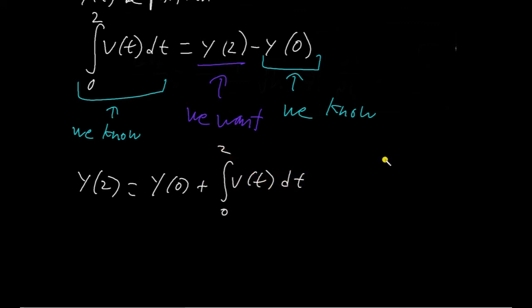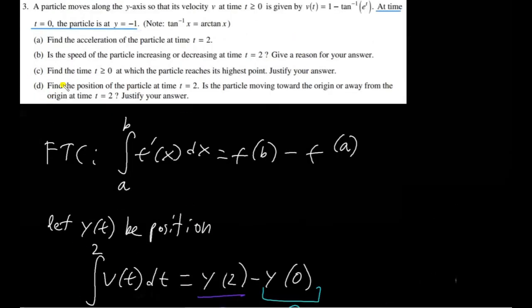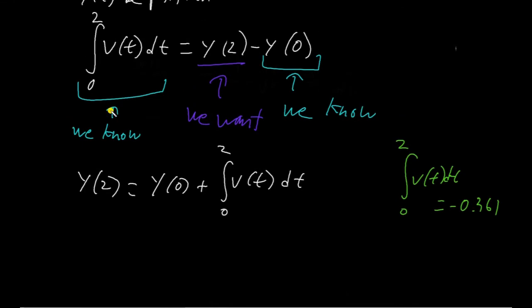Okay, so if we just put the v of t part in the calculator, we'll find that the integral from 0 to 2 of the velocity function equals negative 0.361, right? And then remember that y of 0 is negative 1, right? From up here, at time t equals 0, the particle is at y equals negative 1.